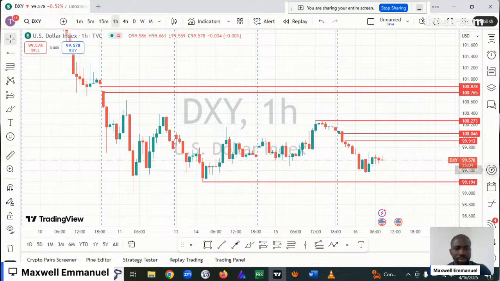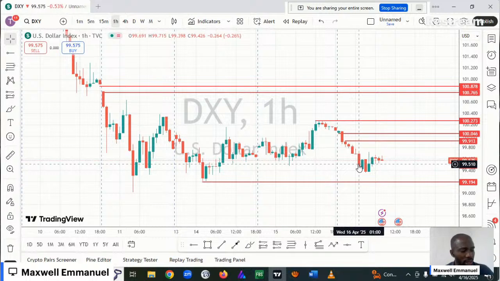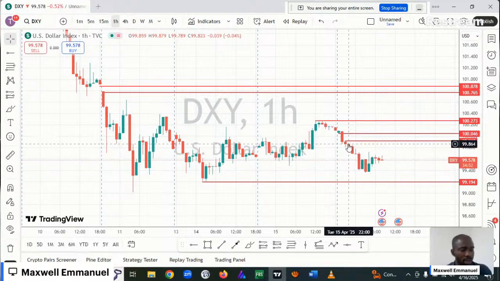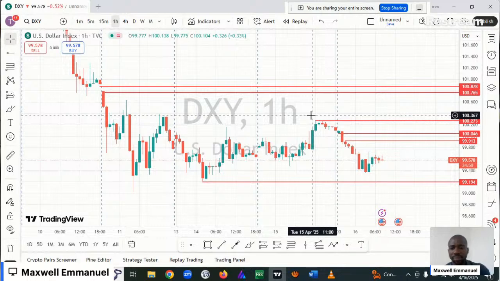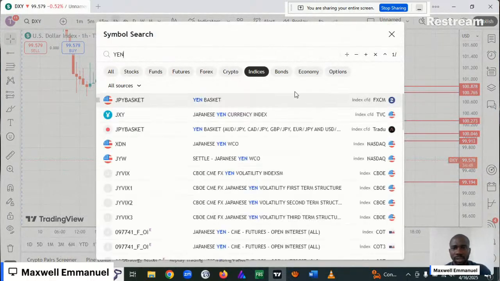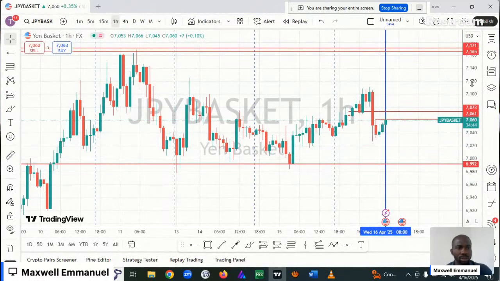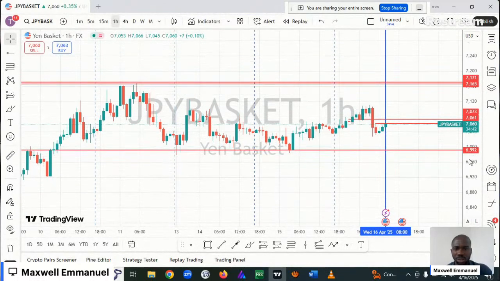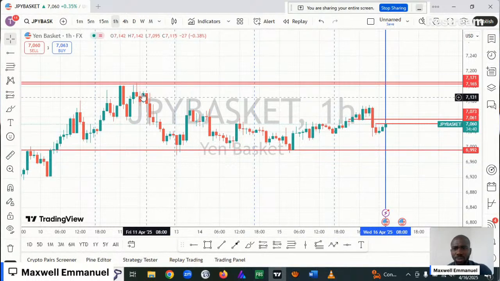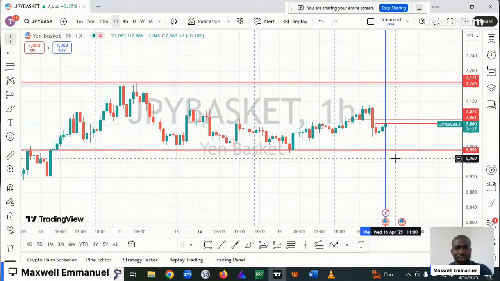That's it for DXY. Let's look at the yen. Where is yen? You would also see that yen has been in a range for some time.